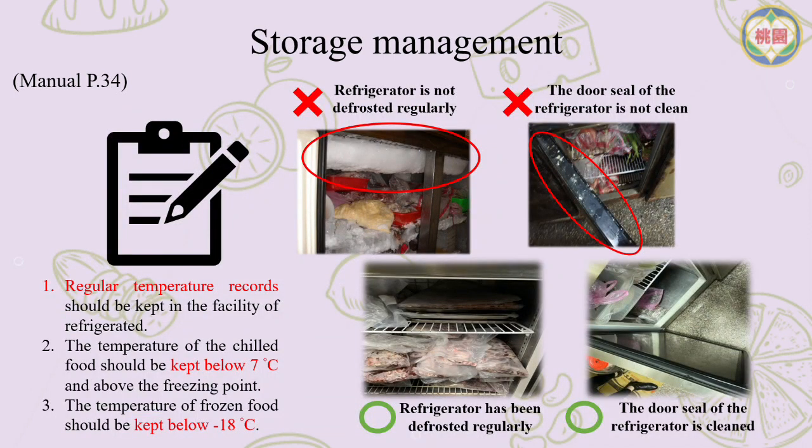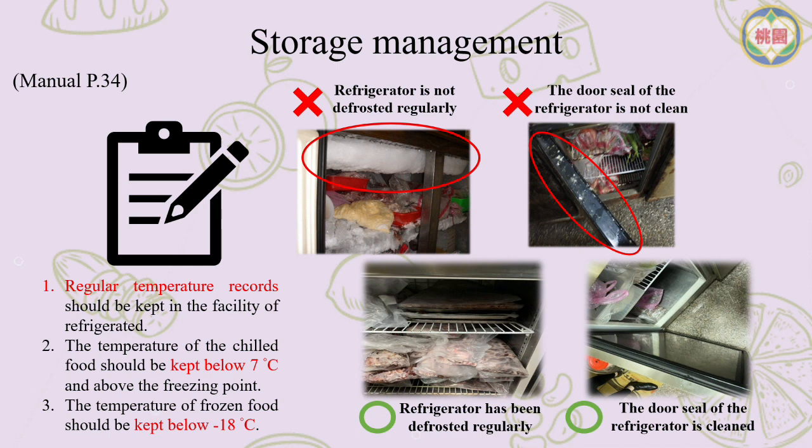In storage management, temperature management should be paid extra attention. Regular temperature records should be kept in refrigerators. The temperature of chilled food should be kept below 7 degrees Celsius and above the freezing point. The temperature of frozen food should be kept below -18 degrees Celsius. The fridge should be defrosted regularly. The door seal and fans should be cleaned frequently too.